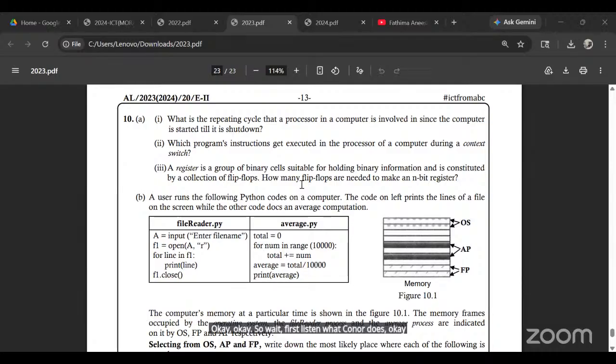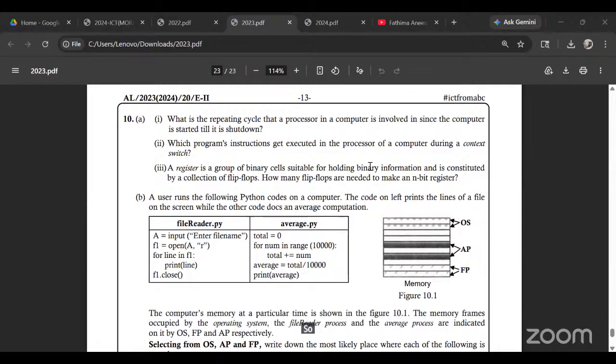Okay, what is the kernel? It is like the heart of an operating system. It is a program that acts as the primary interface between the computer's hardware and its processes. So it is a program. Read the question: which program's instructions get executed in the processor of a computer? The kernel is a program that acts as the primary interface between the computer's hardware and its processes. It stays in the computer's memory, meaning the RAM, the entire time the system is on.